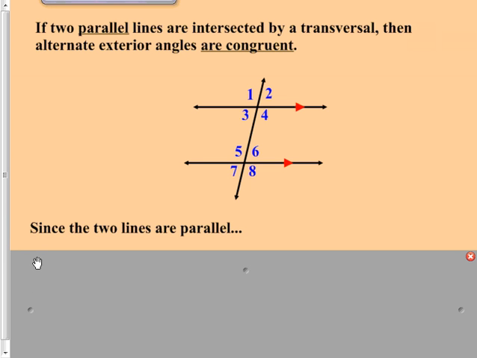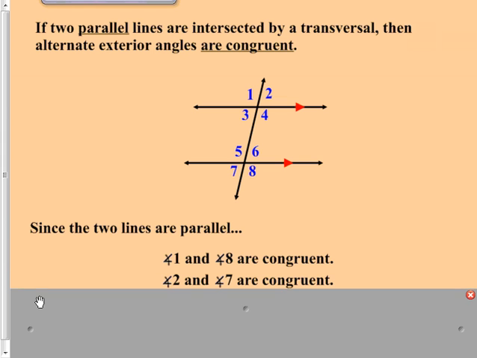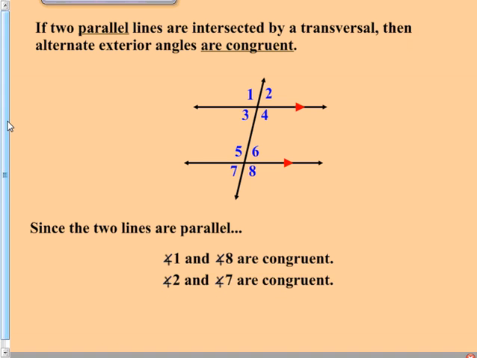And since these lines are parallel, that means our alternate exterior angles, angle 1 and angle 8, are going to be congruent. Any other sets of alternate exterior angles? How about angle 2 and angle 7? Those are alternate exterior. The lines are parallel. That makes them congruent. Any other sets of alternate exterior angles? No, those were the only two sets in this diagram, and there are your alternate exterior angles.